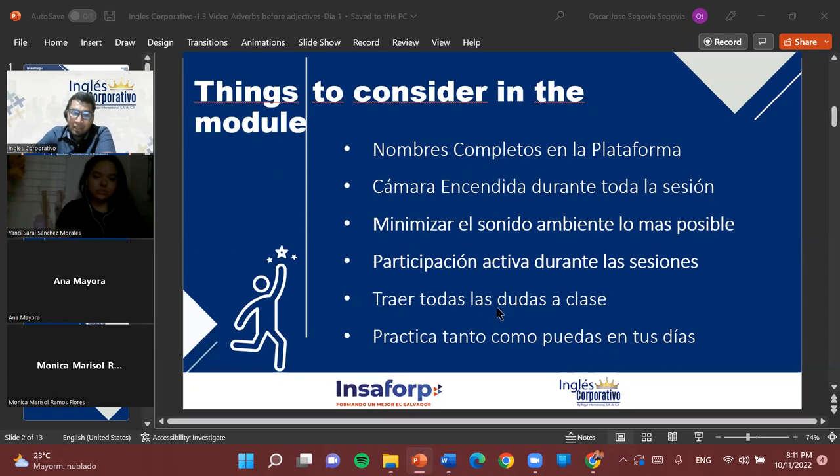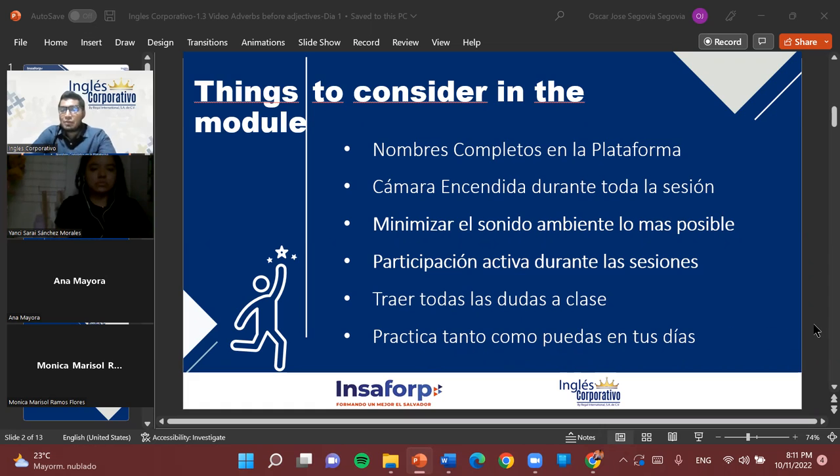Like every word, every sentence that you listen to, that you hear, that you read, try to bring it over to the class so we can clarify the meaning of it. And try to see if we can get to a better understanding of what that means.